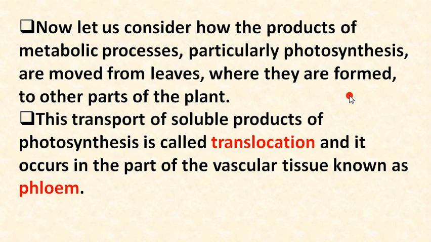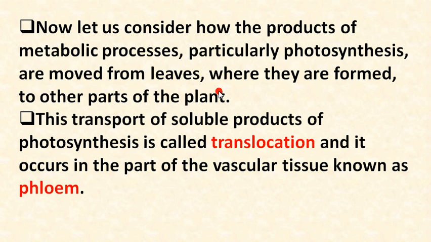Now let us consider how the products of metabolic processes, particularly photosynthesis, are moved from leaves where they are formed to the other parts of the plants. Okay, as we already said, there is transport in plants of minerals, water, etc. But now how the products of metabolic processes, processes meaning the metabolic reactions in every organism. Okay, metabolism is a characteristic of living organisms. Okay, so metabolic reactions, or we can say chemical reactions.